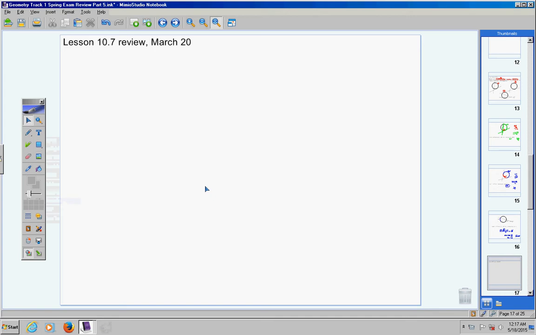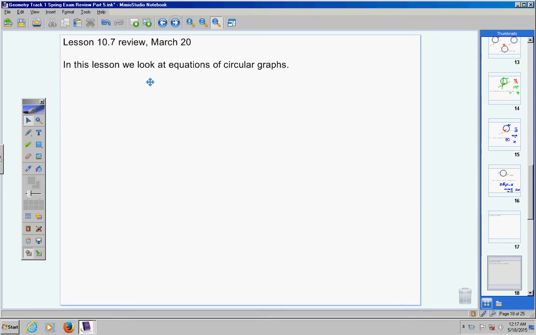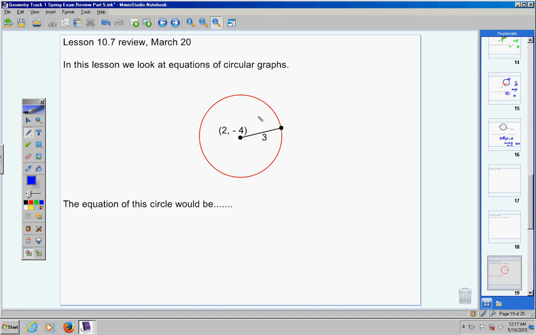Now students, in lesson 10.7, we looked at equations of circular graphs. It was pretty simple and pretty easy, guys. It really was, okay? So, understand the principles I'm going to teach you now. I'll give you a second to do this. In your notes, copy down this circle, please.